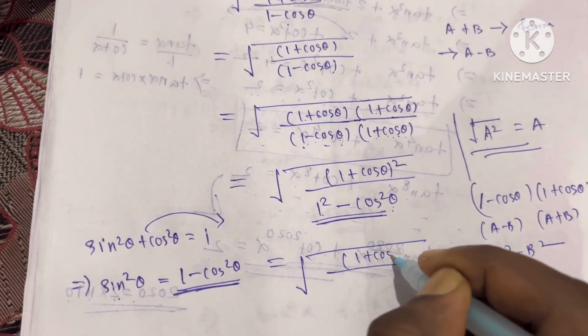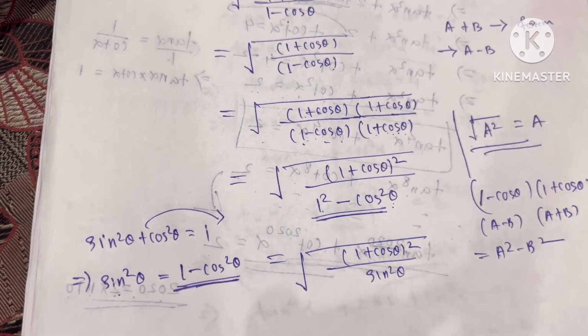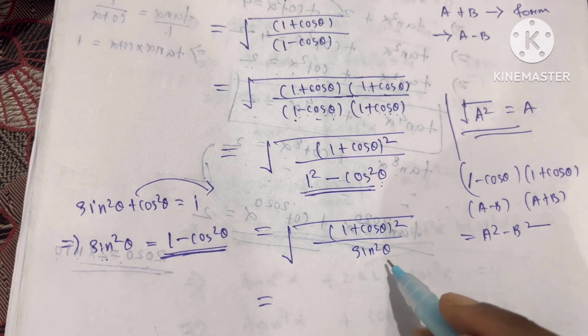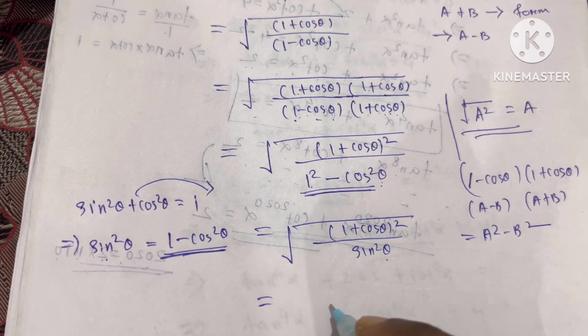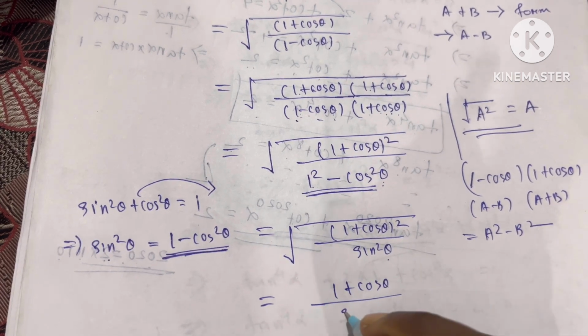That means we'll get (1 plus cos theta) whole square divided by sin square theta. Now you see numerator is also in square form, denominator also in square form. So that means we can cancel the root. After cancelling the root, what answer will come? 1 plus cos theta divided by sin theta.